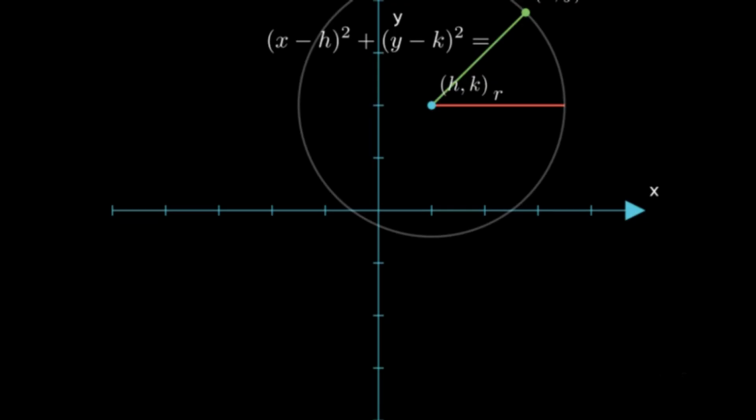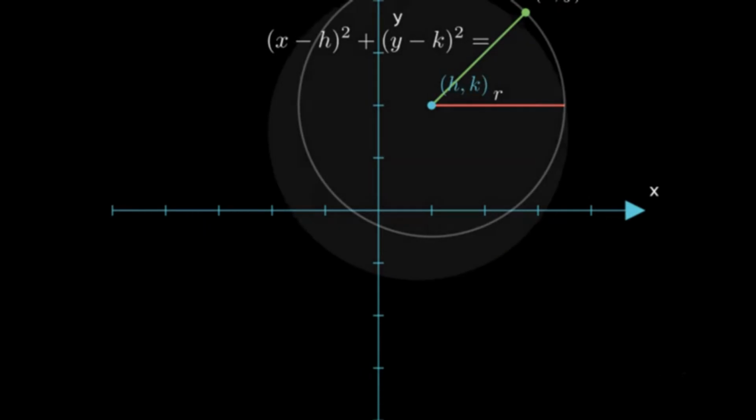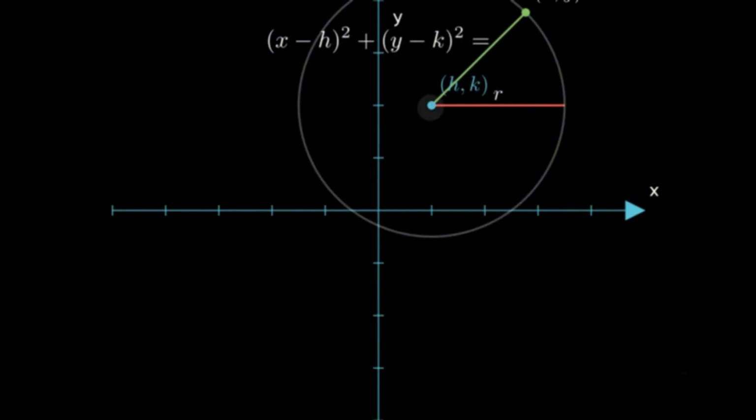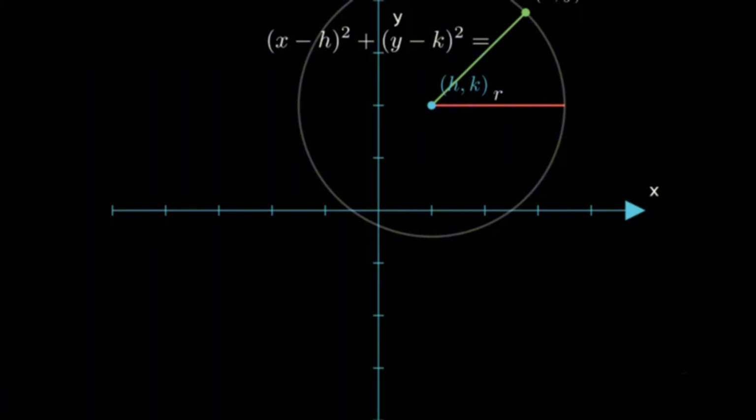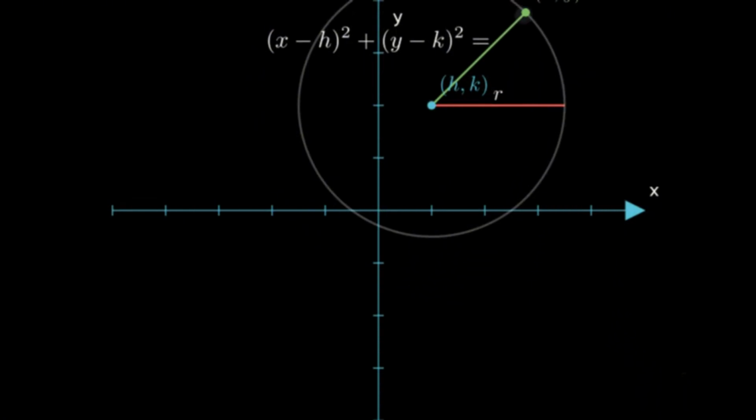The h and k in our equation represent the x and y coordinates of the center point. We subtract these values from x and y to calculate the horizontal and vertical distances from any point to the center. The x and y variables represent the coordinates of any point on the circle. For a point to be exactly on the circle, its coordinates must satisfy our equation.